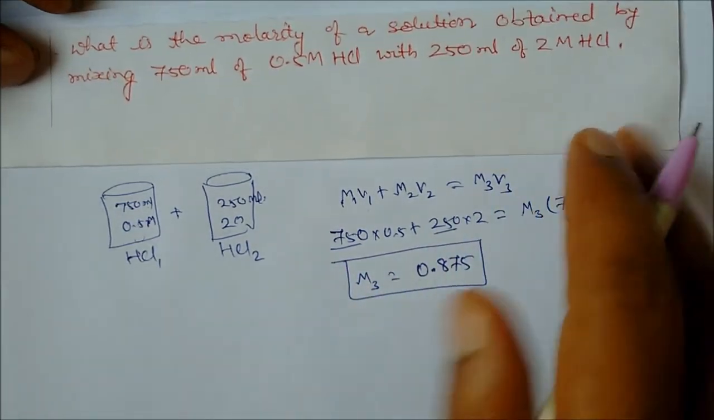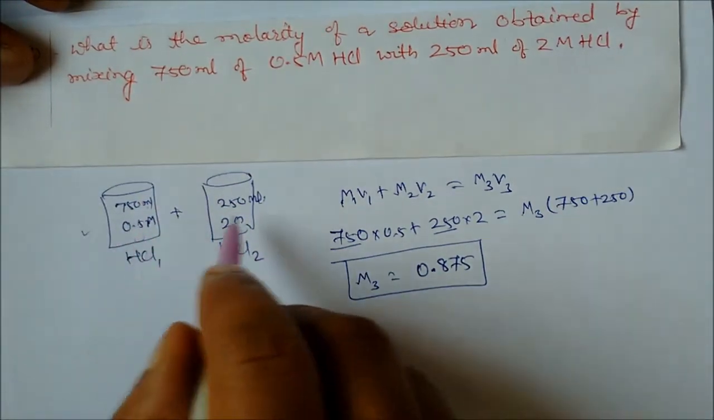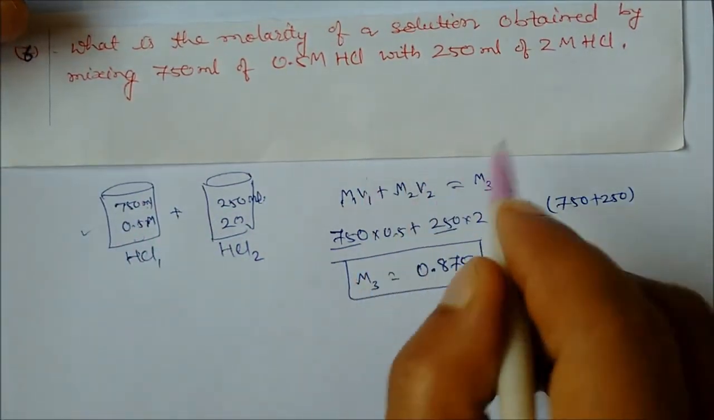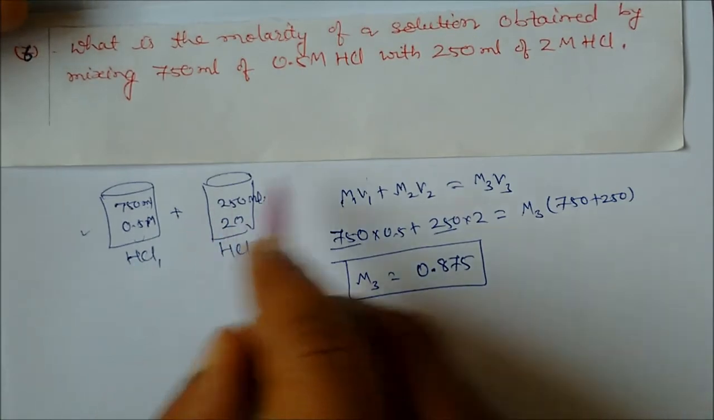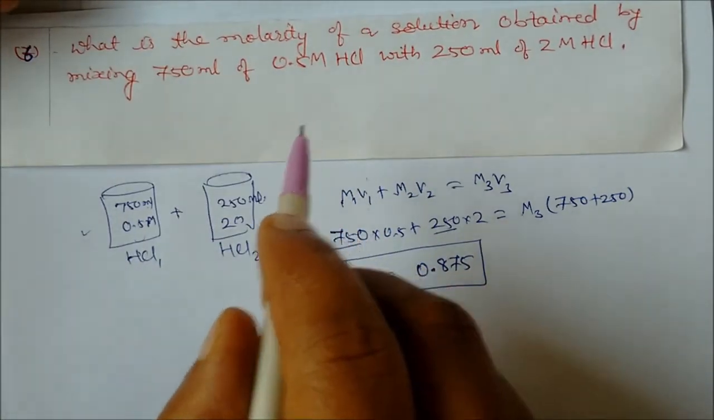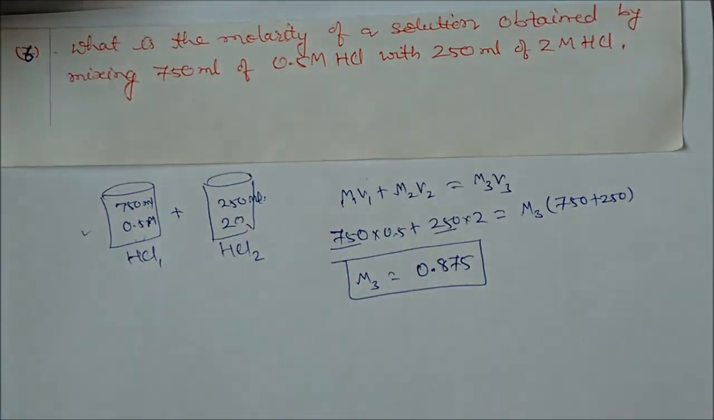So this is the equation for mixing two different volumes of solution. So we can use this formula. Why can we add them? Because these two are added, so they do not react with each other. Okay, so this is the question.